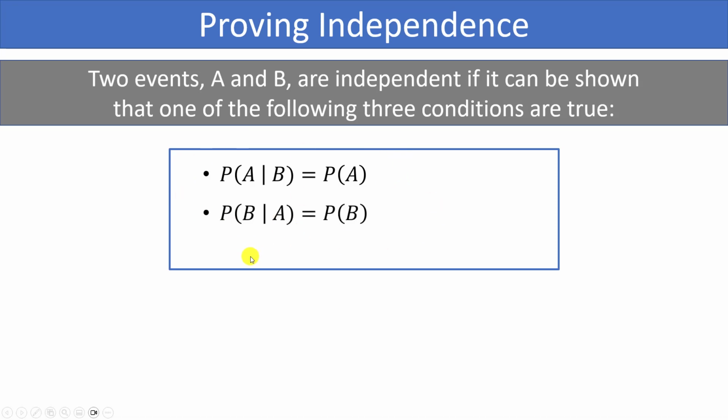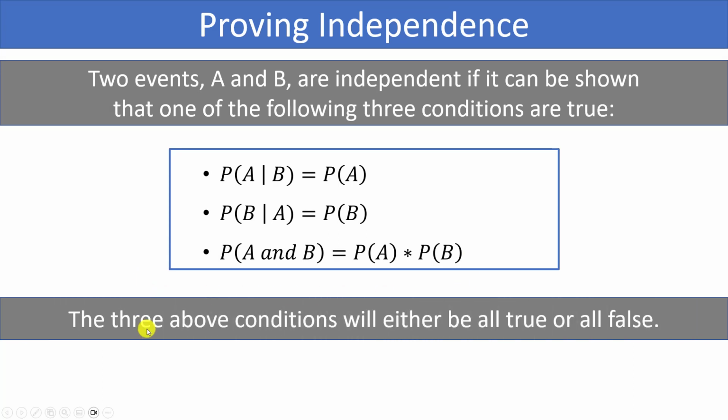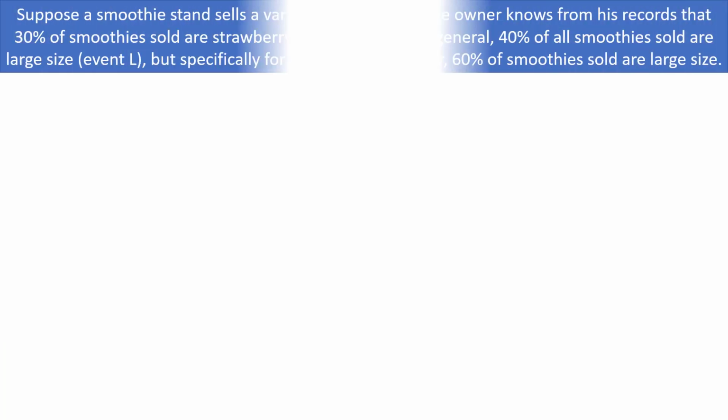Or you could just flip it around. You could say the probability of B given A is equal to the probability of B. And if that was the case, then your events would be independent. Or if the probability of A and B is equal to the probability of A times the probability of B, which was the formula for independent events, then your two events would also be independent. So once again, these three conditions will either all be true or all be false. So as long as you can show that one of these is true, you can show that your events are independent. Let's look at another example.